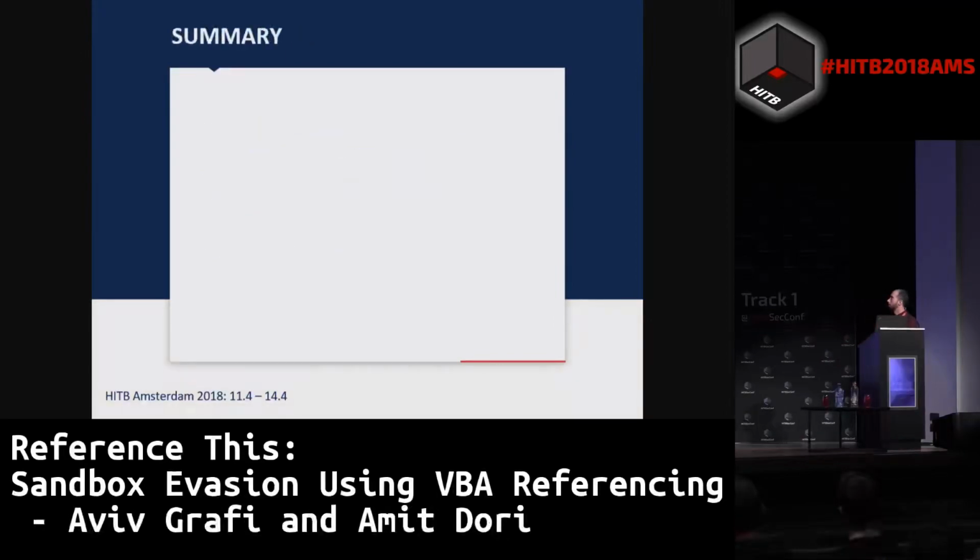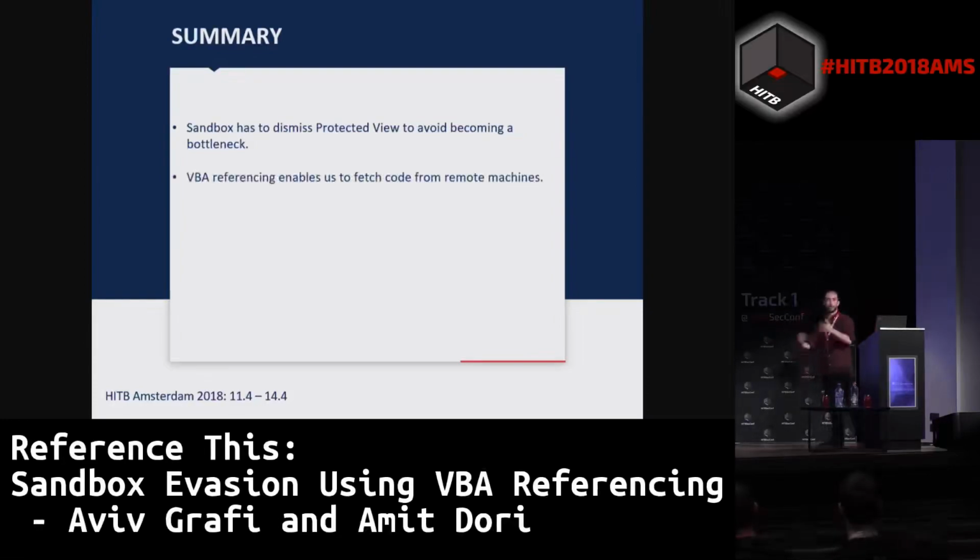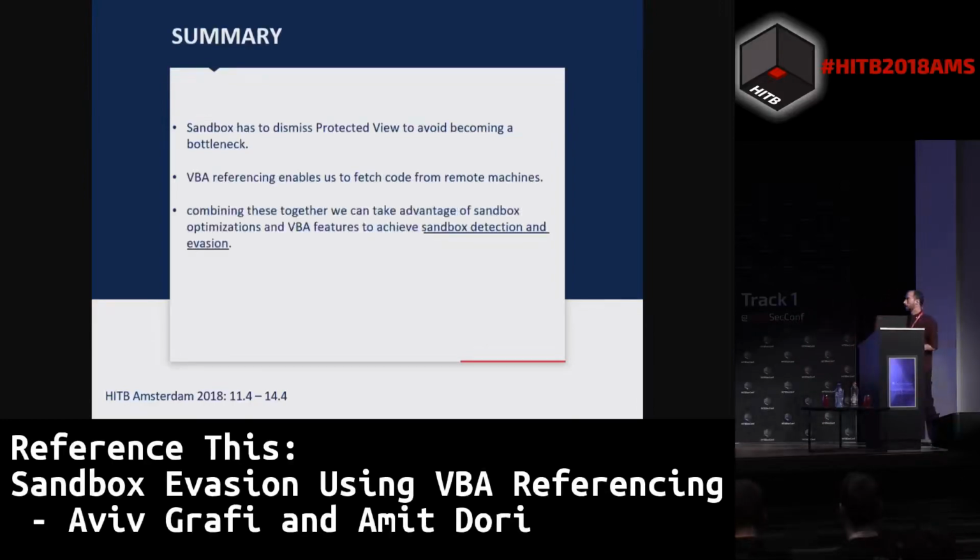So let's sum up. We've discussed sandboxes and how they dismiss security mitigations, and in this case, how they dismiss protected view in order to not become a bottleneck, which is cool. But we built on top of that, alongside VBA referencing, which allowed us to fetch code from something else. And these two combined allowed us to actually bypass the sandbox, because we could spot a difference between the user and the sandbox. And I think it's important to stress that we didn't break anything.